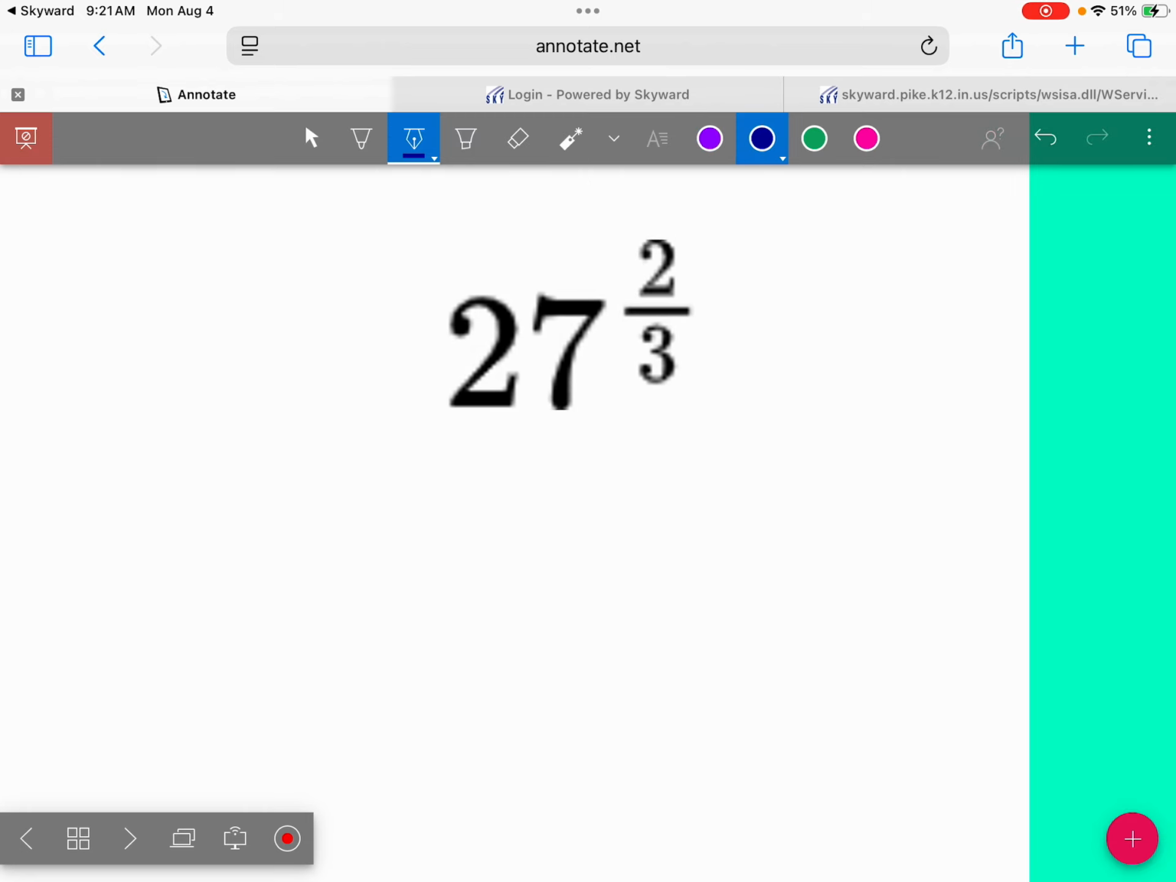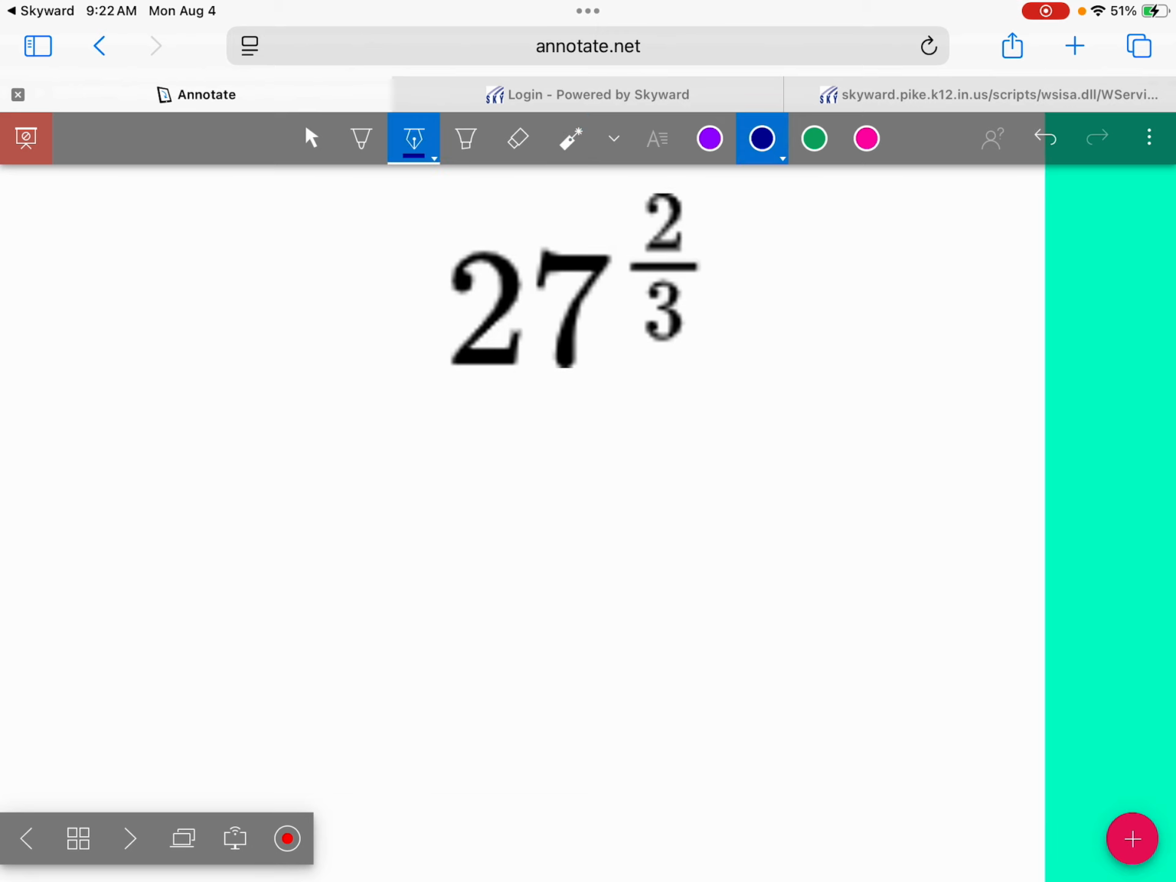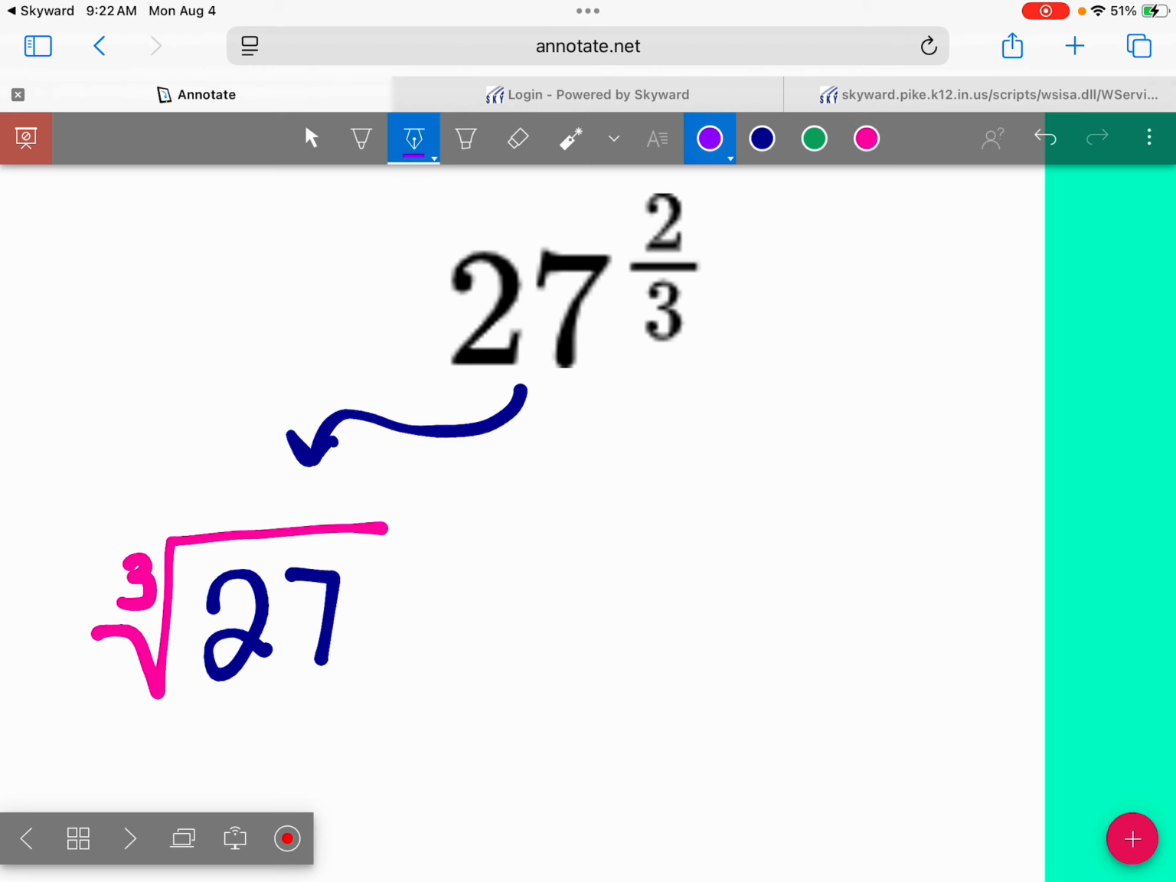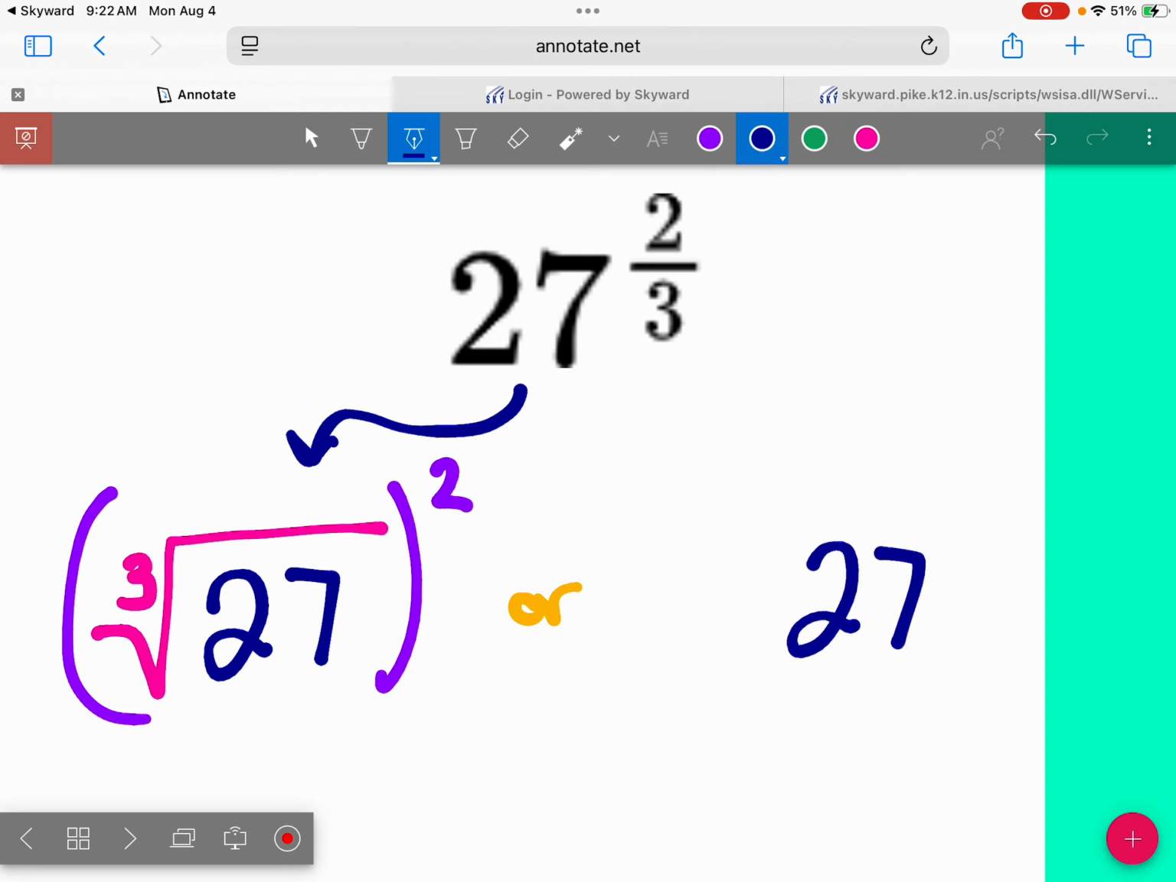So on this one, since I have this numerator in my fraction, that means we're going to have a power in here. And so it might make sense to go one way or the other. So I can either take my 27 and put it inside our cube root and then square it, or I could try and take my 27 and square it and then do the cube root.